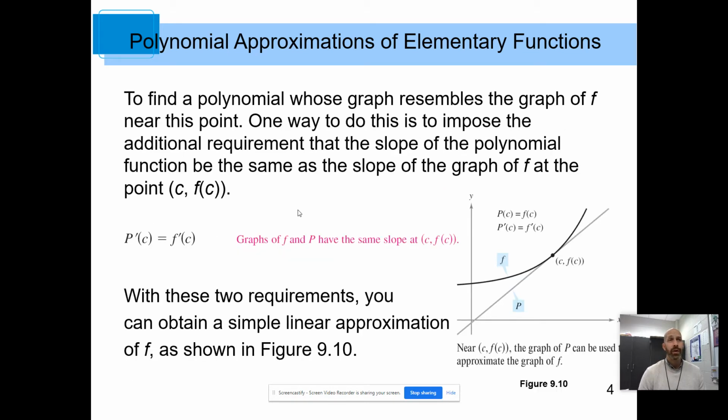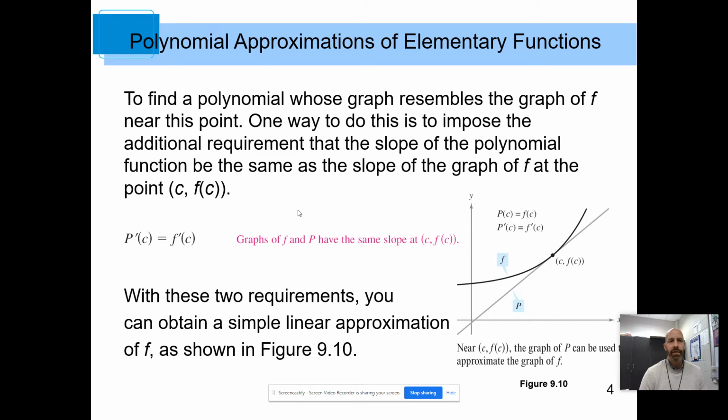To find the polynomials whose graph resembles the graph of f near that point, one way to do this is to impose additional requirements that the slope of the polynomial function must be the same as the slope of the graph of f at that point c, f of c. In other words, we want to force p prime of c to equal f prime of c. With these two requirements, you can obtain a simple linear approximation of f, as shown in this figure.